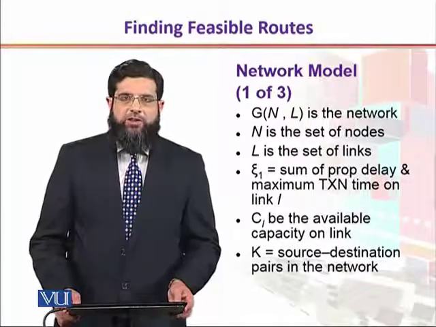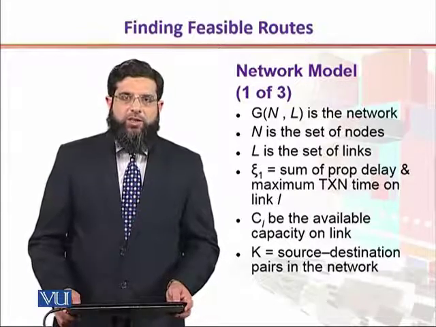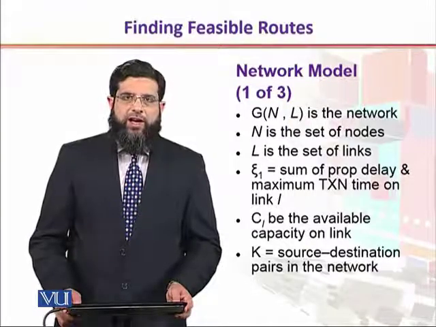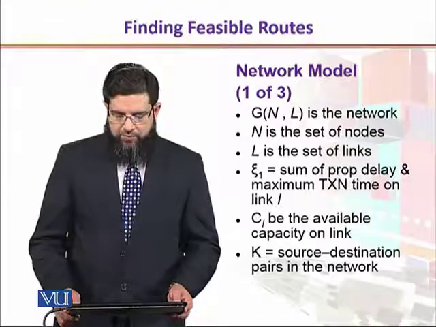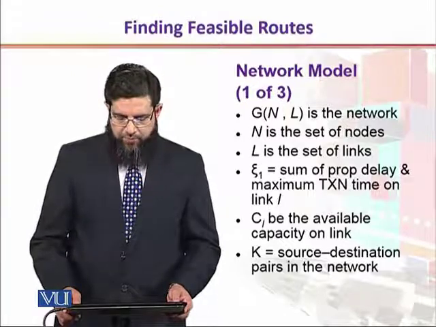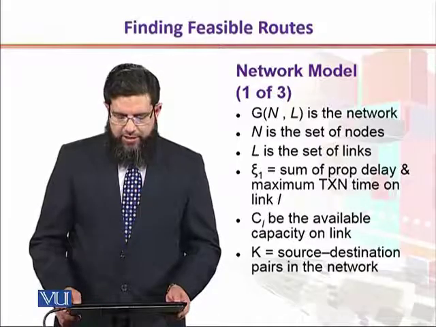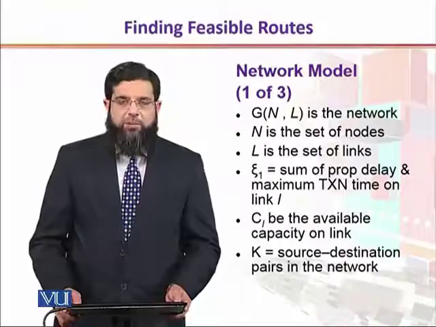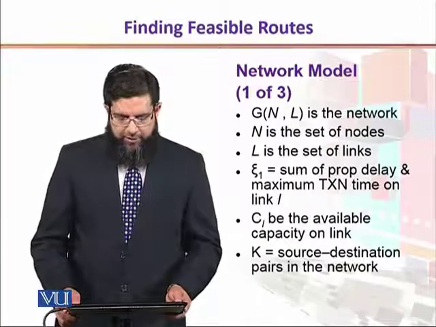Let's look at some of the variables that we shall use. It is important to look at these variables, but this is not an exhaustive list. When you are planning to model and simulate your own network, you may have to extend this network model. Let's start with the network that comprises a certain set of nodes represented by N and number of links as L. This epsilon is the sum of the propagation delays and the maximum transmission time on a link L. C sub L is the available capacity on that link, and K is the total number of source destination pairs in the network.